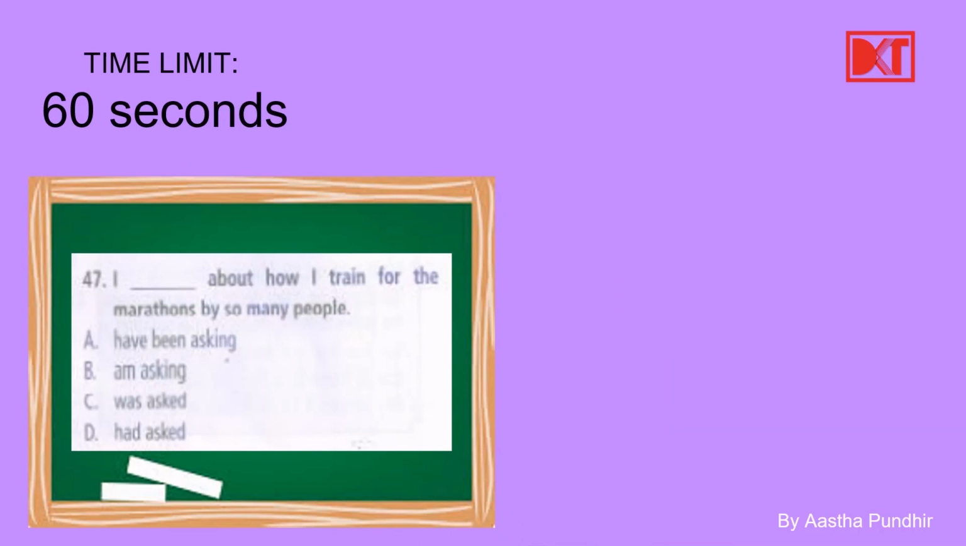How I train for the marathons by so many people. Here the options are: I have been asking about, I'm asking about, I was asked about, or I had asked about. So here the correct answer is I was asked about, which means this person was the one who was being asked. This person was not the one who was going around asking questions. Alright, so the correct answer is C. I was asked about. Alright.